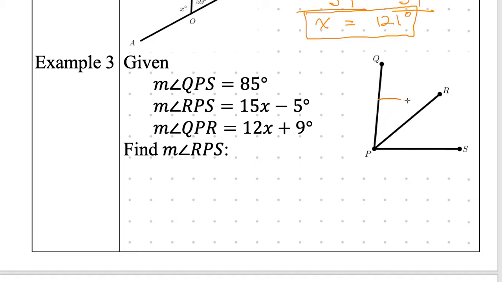So if you want, you can say this whole thing is 85 degrees. We'll label it in our diagram. You can't really label it on Khan Academy unless you use the little annotation tool. But know that QPS, that whole angle is 85 degrees.